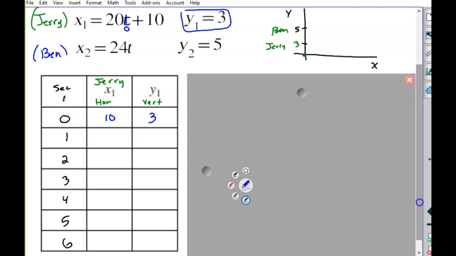Well, if I plug 1 in, 1 times 20 is 20, plus 10 is 30. But he's still running straight. So he still has a vertical distance 3 feet away from basically this x-axis. And then it's a linear model. Look, he can go up by each time. His rate was 20 feet per second. So you can quickly fill in the rest of these rates. Add 20, add 20. For every second that passes, he goes 20 more feet.